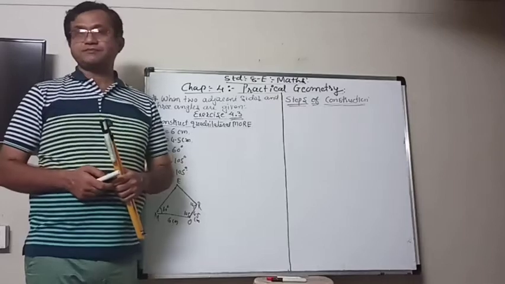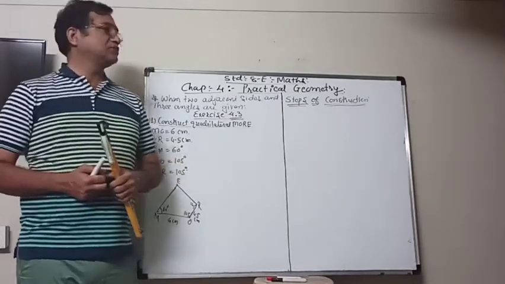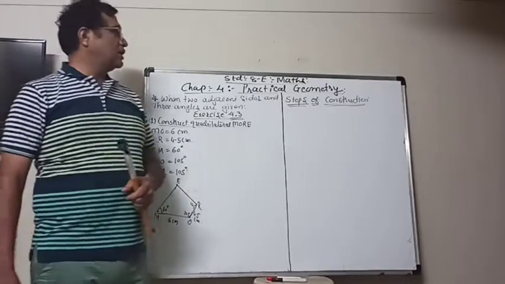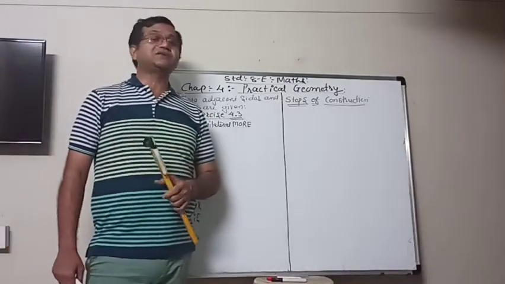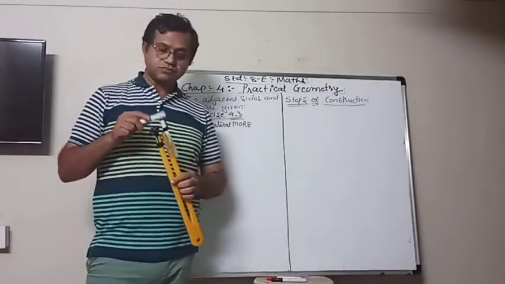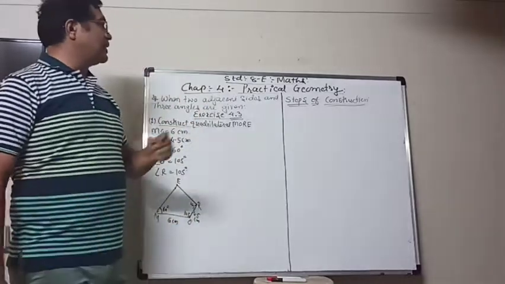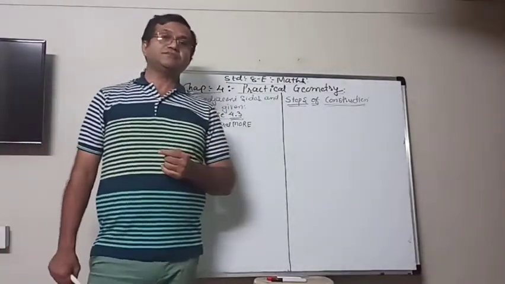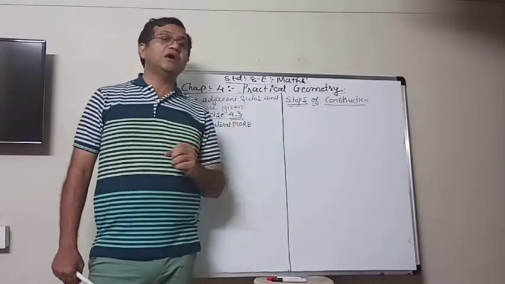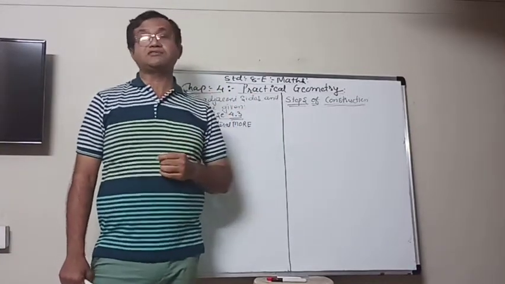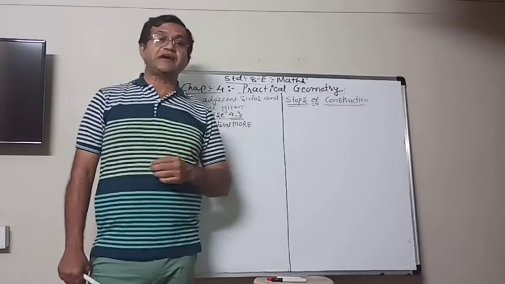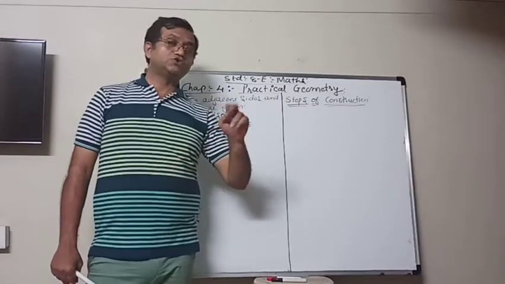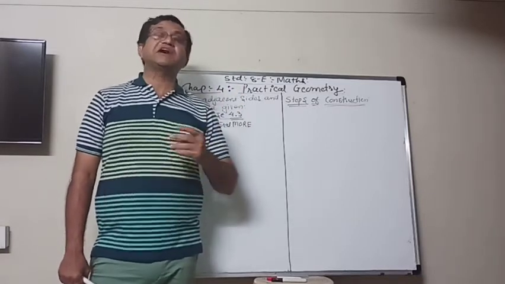Hello students, Standard 8. In the chapter number 4, Practical Geometry, we learn two types of quadrilaterals. In the first, the four sides and one diagonal were given. In the second, two diagonals and three sides were given.